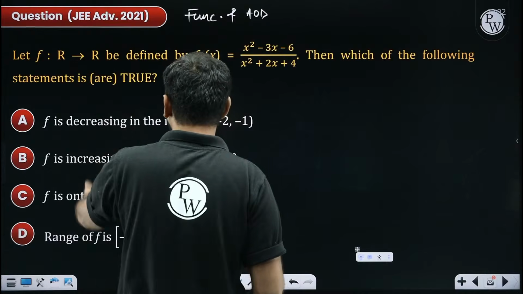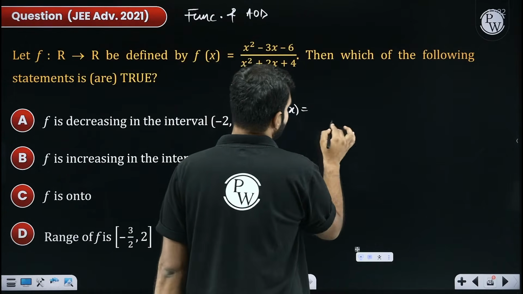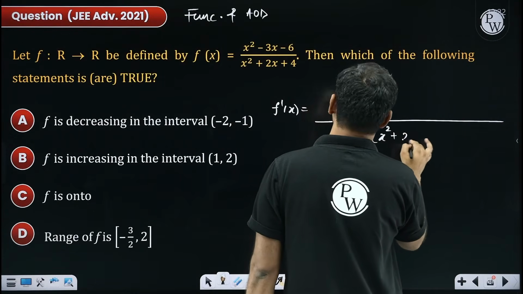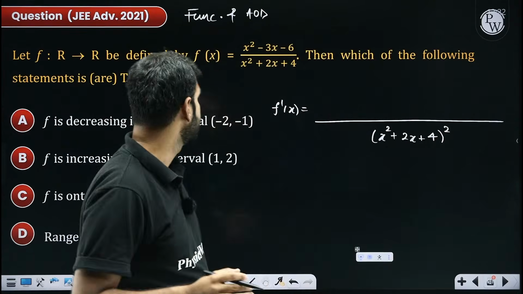Now, if I talk about this, let me quickly find f dash x. So what is going to be the value of f dash x? Denominator is very much sorted. It is the square of x square plus 2x plus 4. But with the numerator, the derivative.